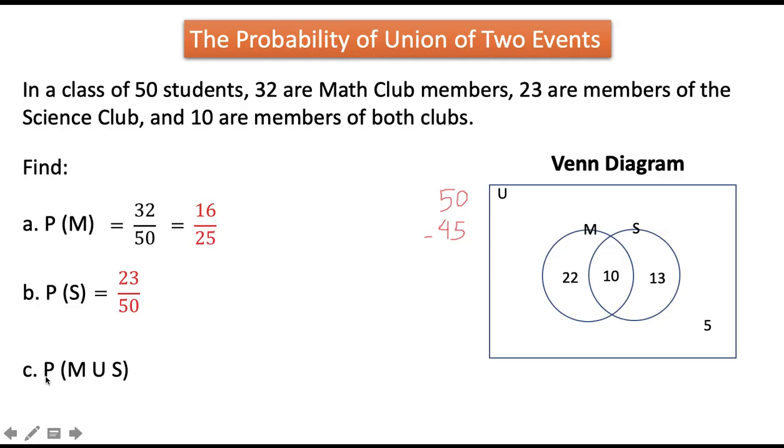Now, to get the probability of M union S, we'll just simply add them all. So there are 22 students out of 50 who are math club members. Then there are 10 out of 50 students who are members of both math and science club. And lastly, 13 students who are members of science club out of 50 students. Just simply add them all, and this gives us 45. Then copy the common denominator 50. And lastly, simplify it, and that is 9 over 10. So the probability of M union S is 9/10.